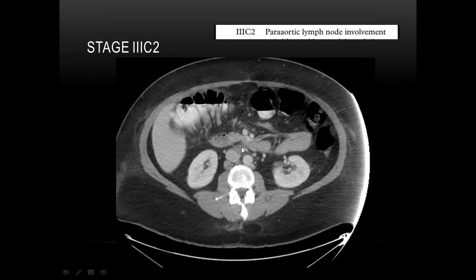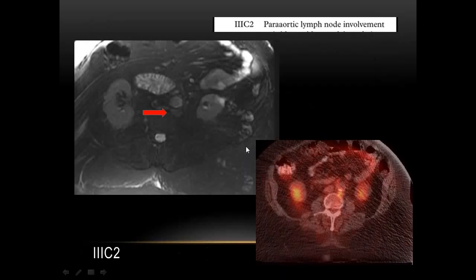This is an example of 3C2, in which there are para-aortic lymph nodes involved. This is one patient. This is another patient. This is why we do our T2 Fiesta axial. We go up through the kidneys and through the area of the retroperitoneum to look for lymph nodes. It's not as good of an image as a CT, etc., but it's a good clue for us to see if there is para-aortic involvement.